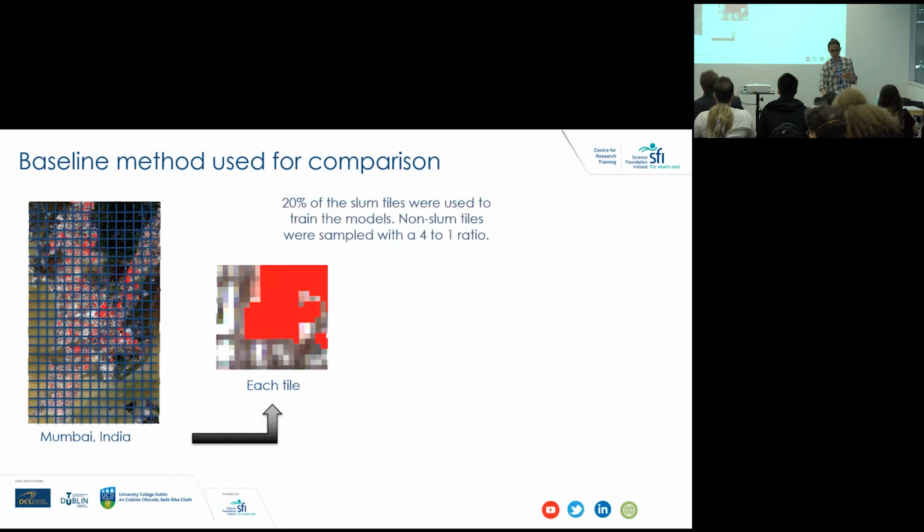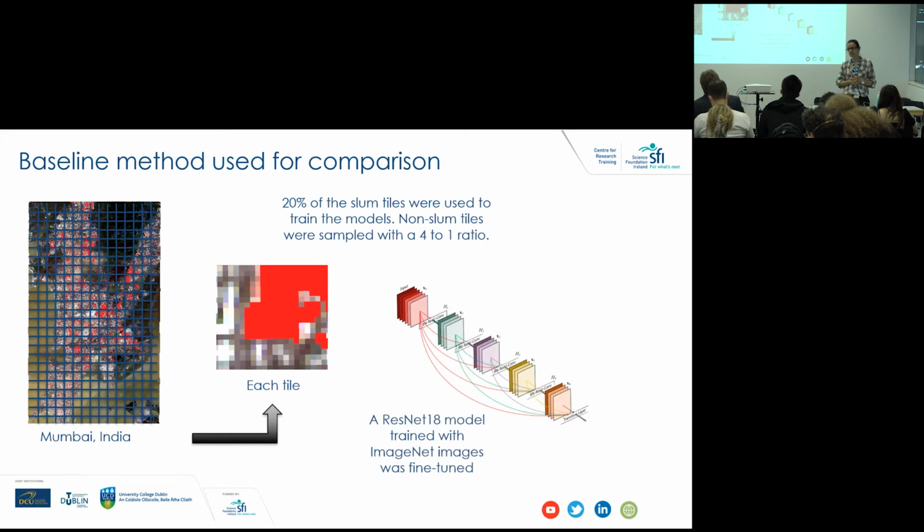And then we used 20% of the slum tiles to train the model, plus 4 times this amount of non-slum tiles that were randomly sampled from the whole image. Now, with this data, we fine-tuned a ResNet 18 model that was initially trained with ImageNet images, and we evaluate the results using intersection over union.